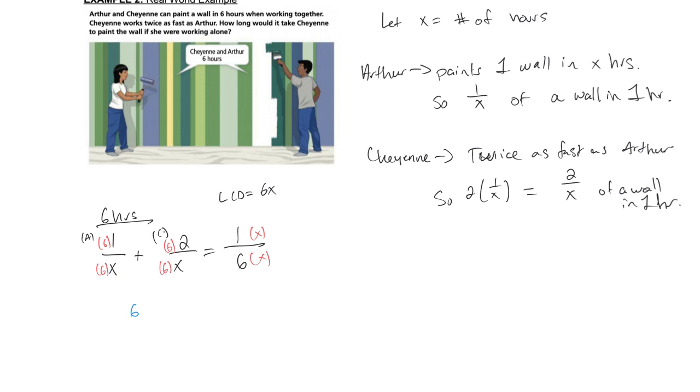Again, we're going to get rid of the denominator, so we get 6 plus 12 equals x, so 18 equals x. We got rid of the denominators because it's just like we're solving from example 1. So x equals 18. To figure out how long it takes Cheyenne to work alone, C is equal to, remember, 2 over x. We just said 18 is x. So 2 over 18, which equals 1/9.